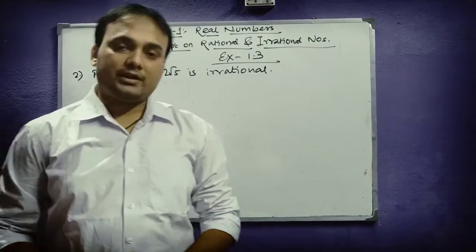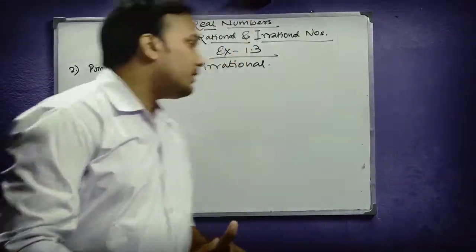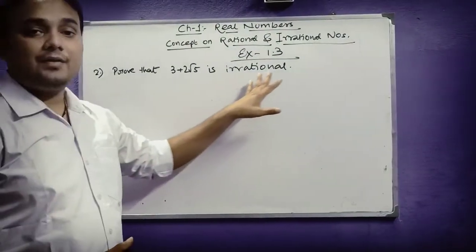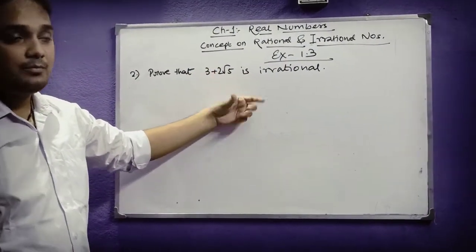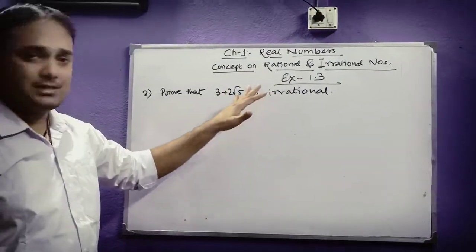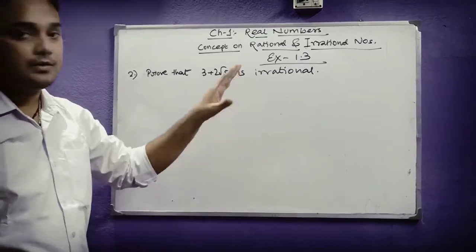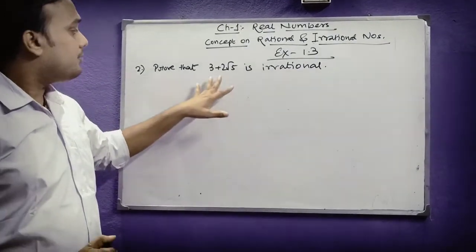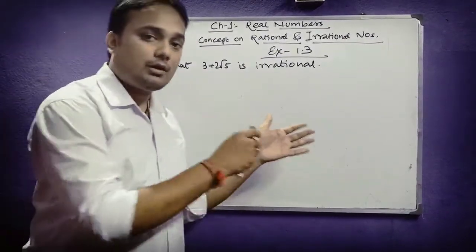Okay students, now let us move on to our next question, number 2, where we are asked to prove 3 plus 2 root 5 as irrational. In the previous question we proved only root 5 as irrational. The process was quite different. The same concept will be used here also, that is assumption and contradiction, the method I am using here, but it will be a little bit different one. So just pay attention here to how I am doing this one.